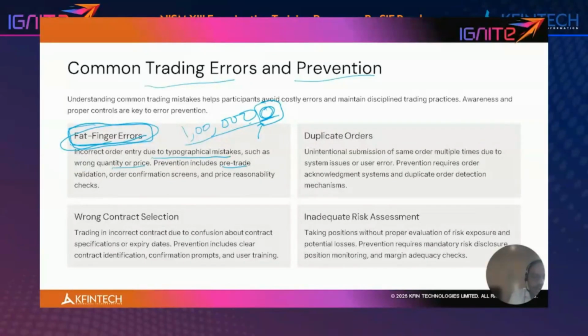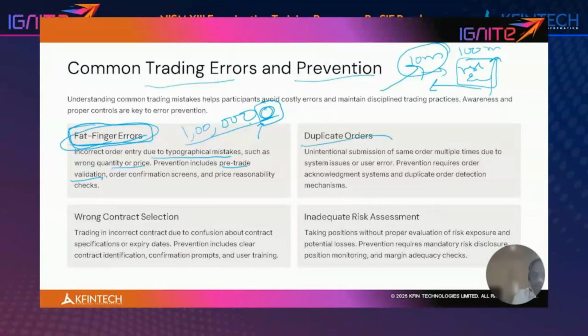Prevention includes pre-trade validation. If I have a risk engine in between, and suppose I wanted to place an order for 10 million and by mistake I placed it for 100 million, this risk engine will catch it. It will tell you that this is outside your limit. Do you want to proceed or not, right?